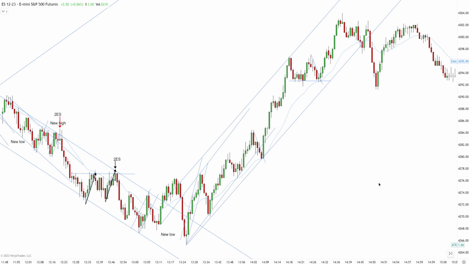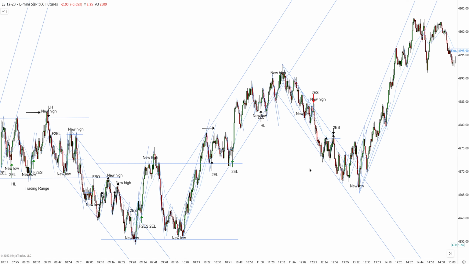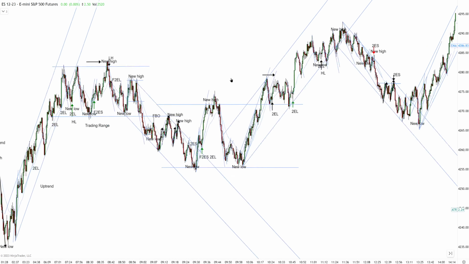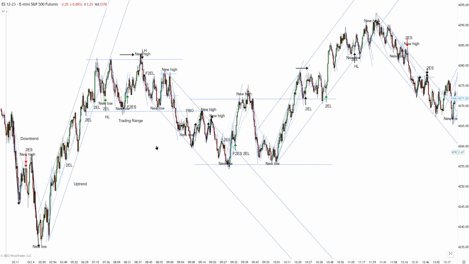This is the overall picture for today. As you can see, the trend line rule works perfectly. All price action rules can help you stay on the right side of the market and can help you to identify the high probability setups.